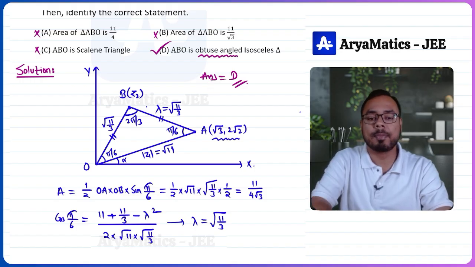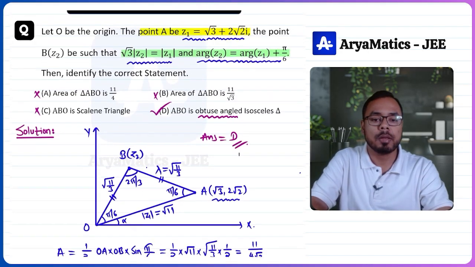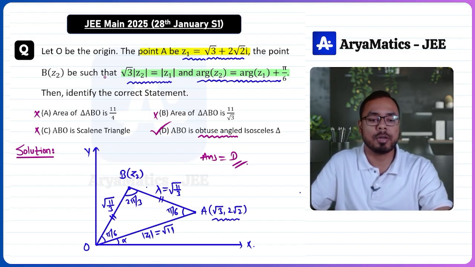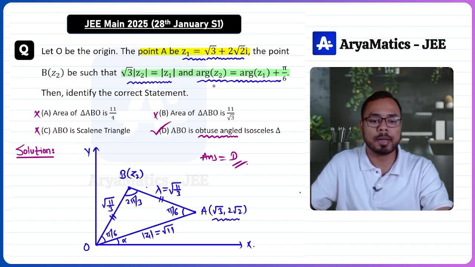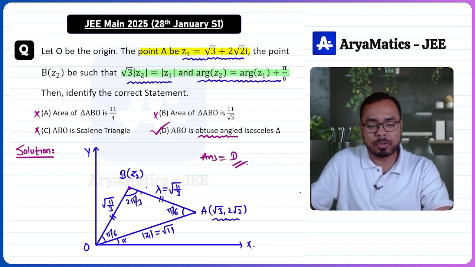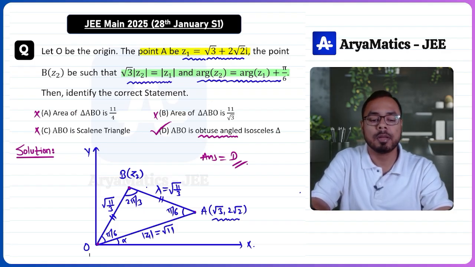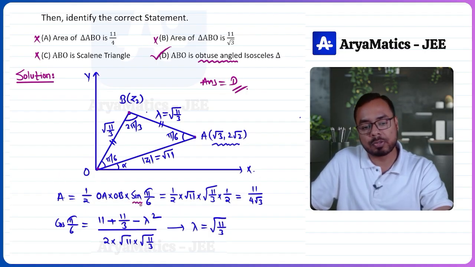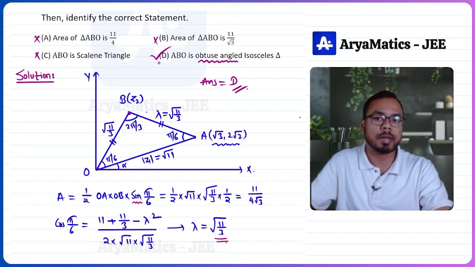So this was not a difficult problem. The important concept was to be familiar with the concept of argument and modulus. Modulus is distance from origin. Argument is the angle made by that point joining origin with the x-axis. So once you plot these 3 points, then after that for area of triangle we have a standard formula, half of product of any two side into sine of angle between those two sides, and using cosine formula we calculated the third side. Finally, the correct answer for this problem is fourth option.